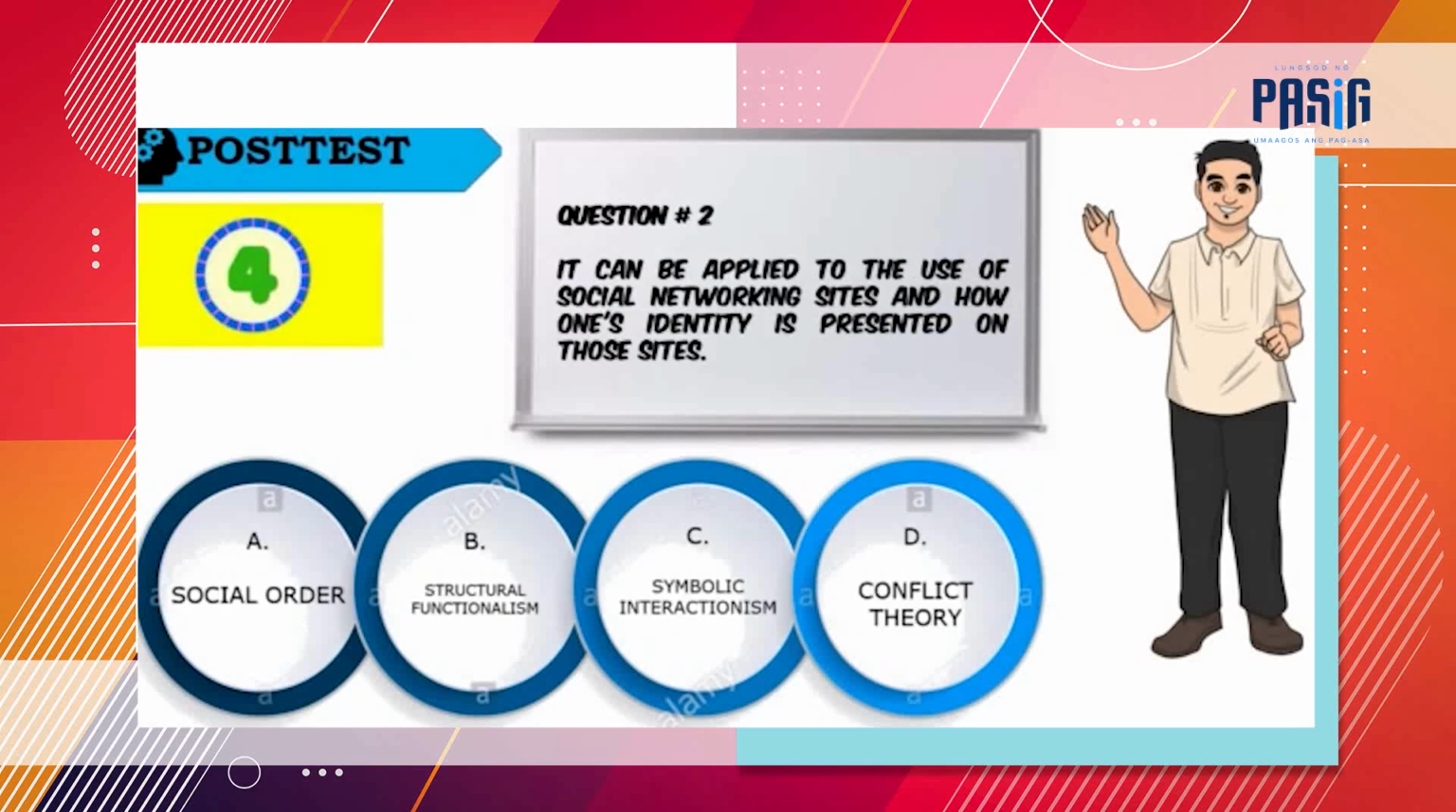Question number 2. It can be applied to the use of social networking sites and how one's identity is presented on those sites. The choices are A. Social order, B. Structural functionalism, C. Symbolic interactionism, or D. Conflict theory. The correct answer is B. Structural functionalism.